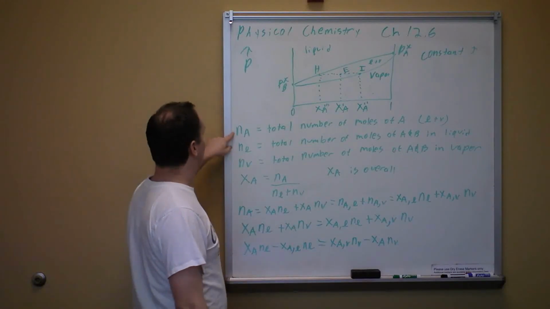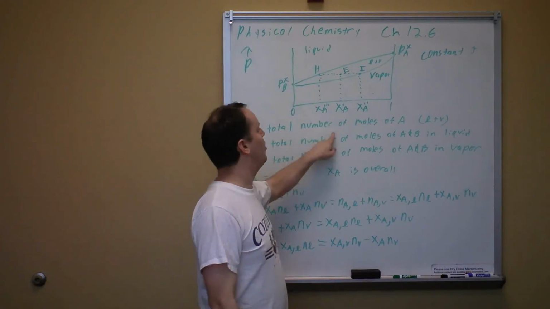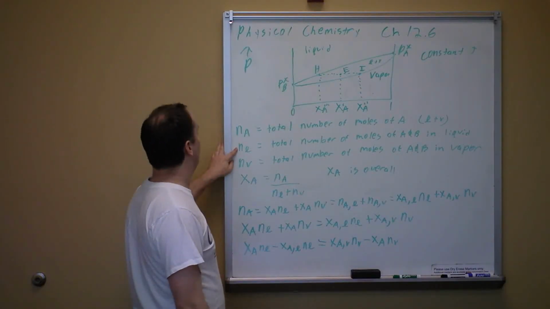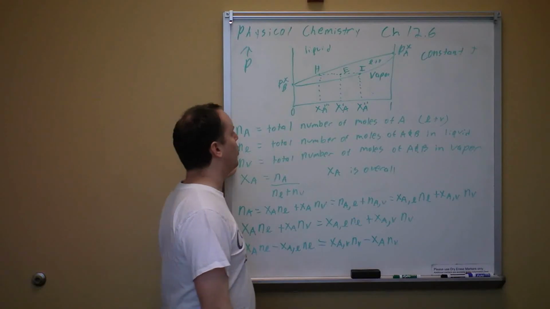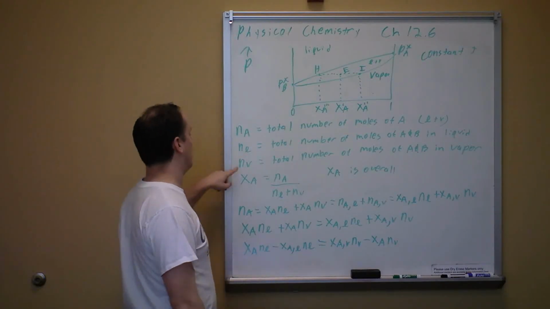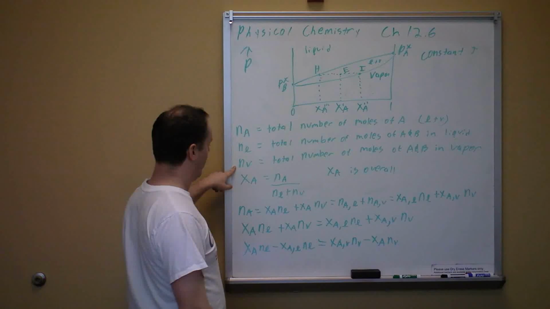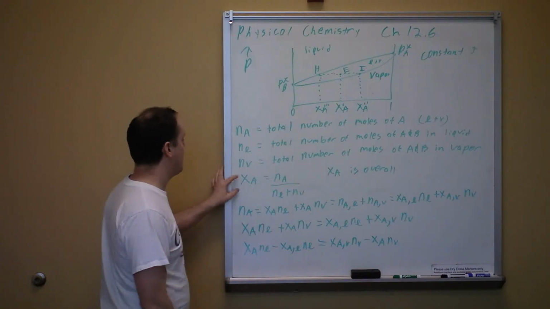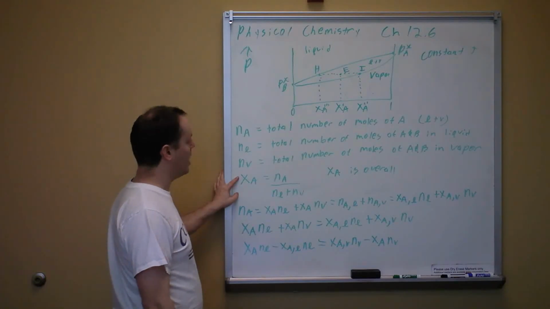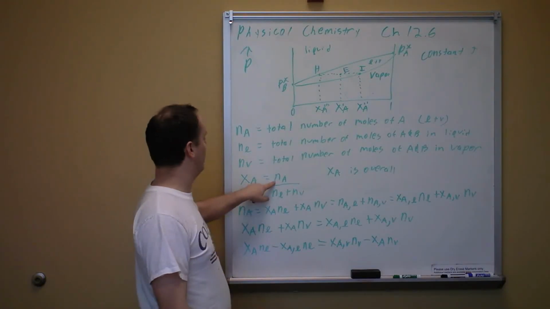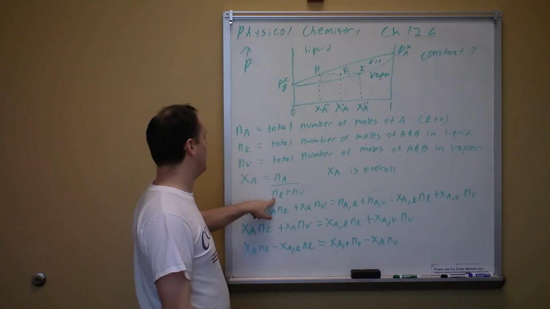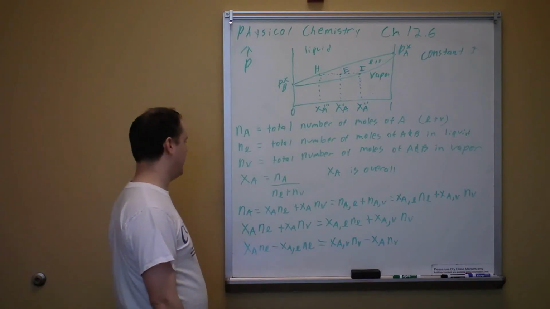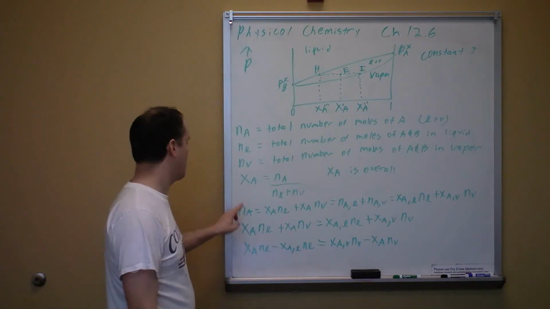Now, lowercase n sub A is the total number of moles of A, and that's in the liquid and vapor phase, remember, because it's in both. So N sub L is the total number of moles in the liquid phase, and that's A and B, or all components if there's more than two. Likewise, N sub V is the total number of moles of A and B in the vapor phase. Now we know that the overall mole fraction of A, for both phases, is just the number of moles of A divided by the number of moles in the liquid plus the number of moles in the vapor phase. Because this is total moles, right?